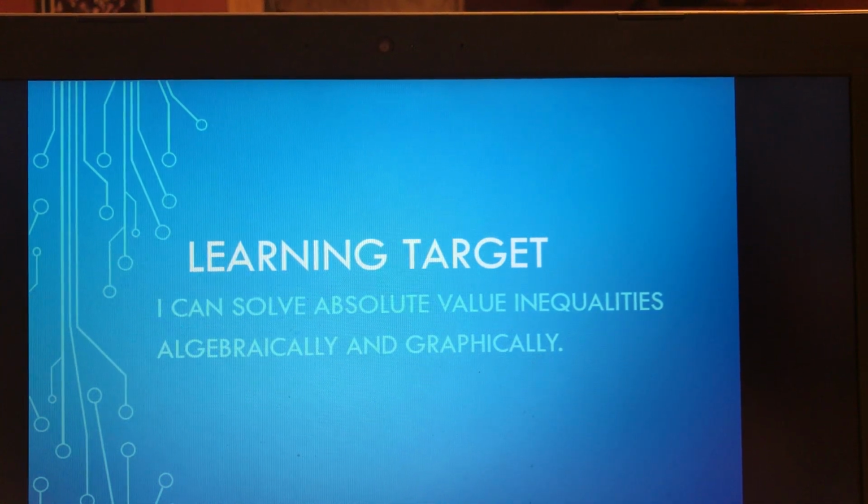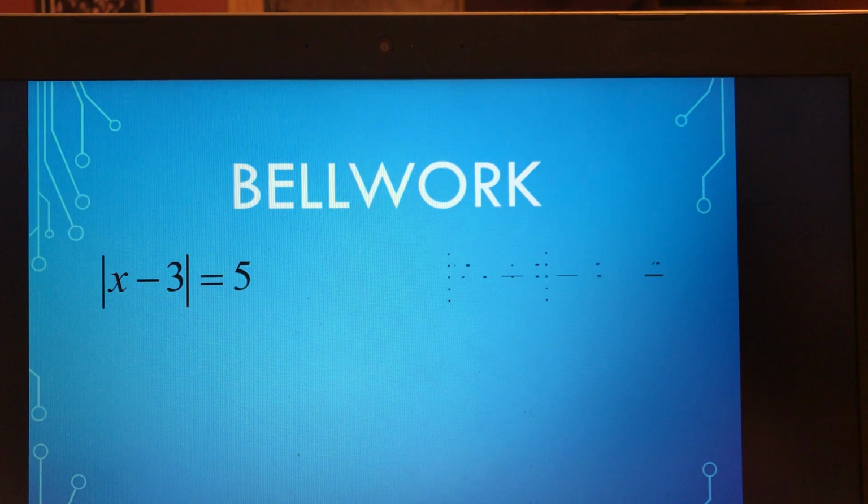Good afternoon. Our learning target today is to solve absolute value inequalities, both algebraically and graphically. For the bell work, I ask you to solve these two absolute value equations. And we're going to take what you already know about solving those absolute value equations and add in a couple of new things to teach you how to solve absolute value inequalities.